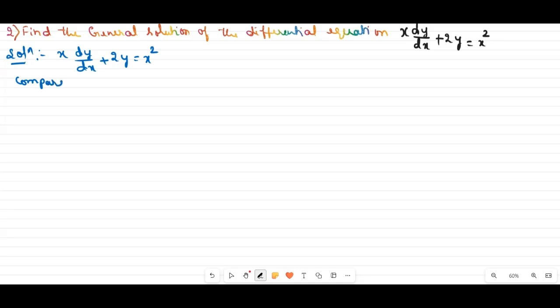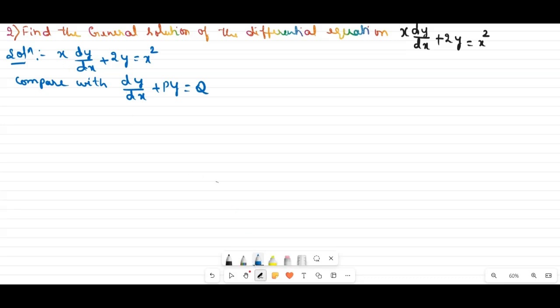Let me compare with the general linear differential equation: dy by dx plus Py is equal to Q. Observe this properly. Only dy by dx we must have, but we are having dy by dx along with x. So we should convert this into the standard form. To compare that, what we can do, we don't want this x here.